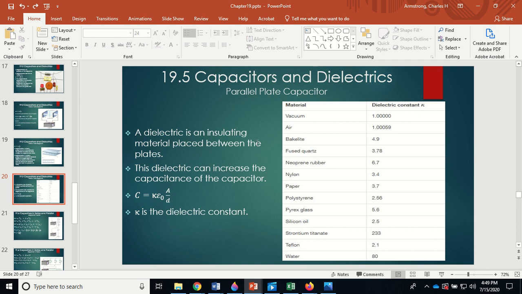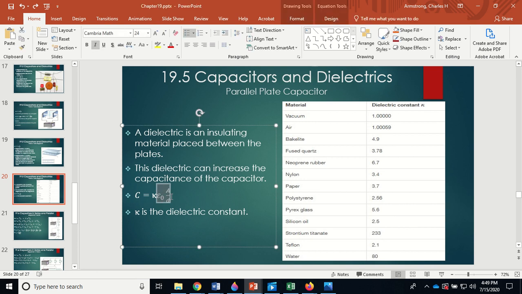But basically, here's the equation right here. There's the original right there, but that was for air or vacuum. For a vacuum, kappa, the dielectric constant, is just 1. Or for air, which is what we're going to have between our capacitor plates, it's 1.00059.